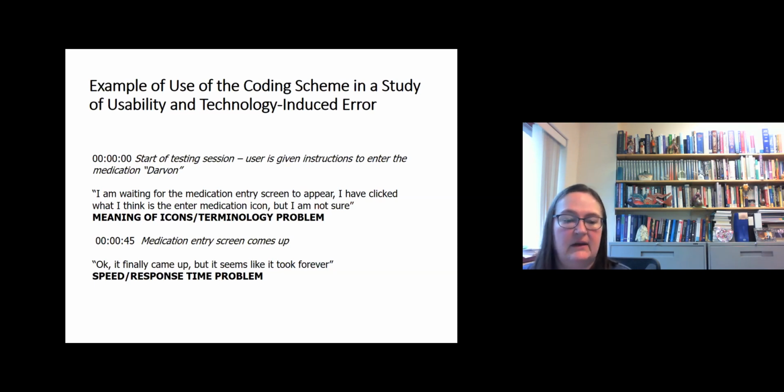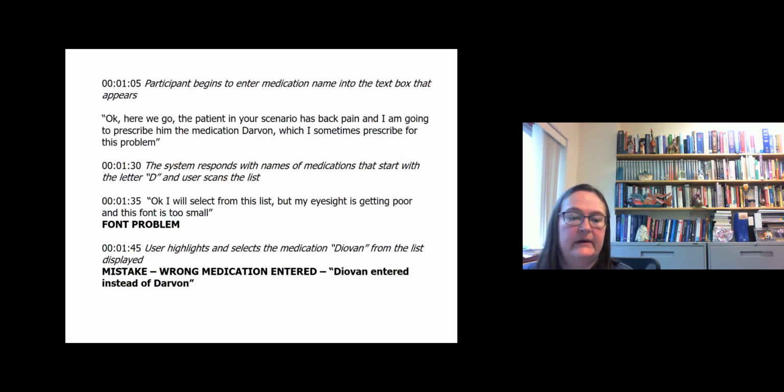Down here, you can see the same kind of thing. "Okay, it finally came up, but it seems like it took forever." We've coded this as a speed and response time problem. Here's one that I've had issues with in the last little while: "I select from a list, but my eyesight's getting poor and the font is too small." So it's a font problem that comes up. In this particular case, you can see that the person actually selected the wrong medication as a result of not being able to see what was there.